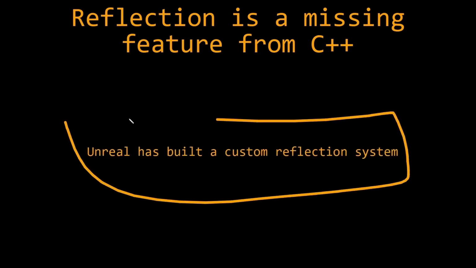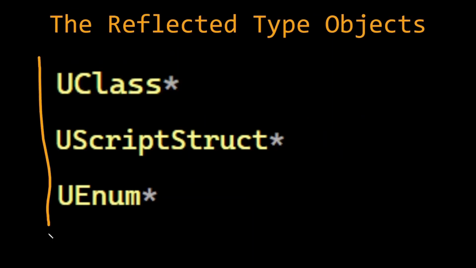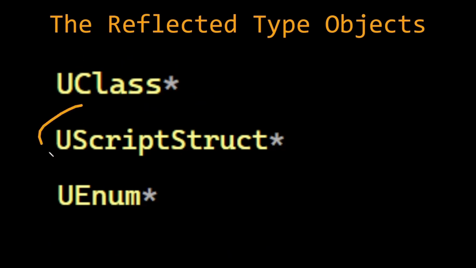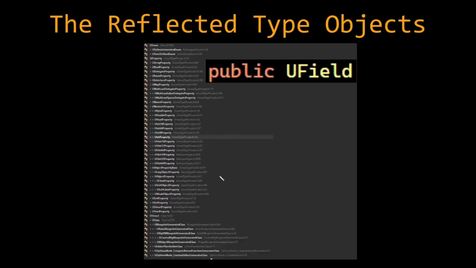Unreal has built its own reflection system. And so the reflection system and the engine seems to rely on these reflected types. So there's UClass, UScriptStruct, and UEnum. And there's a lot more. All of those inherit from public UField. And you can see all the different types of reflection types in the engine.